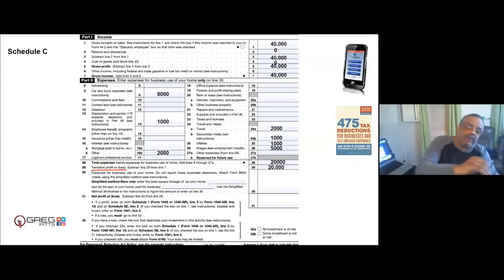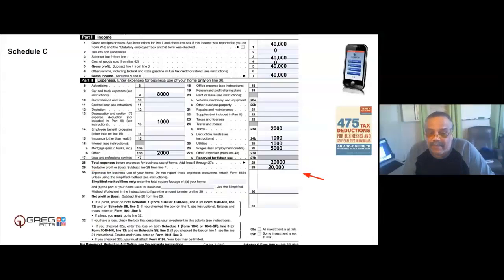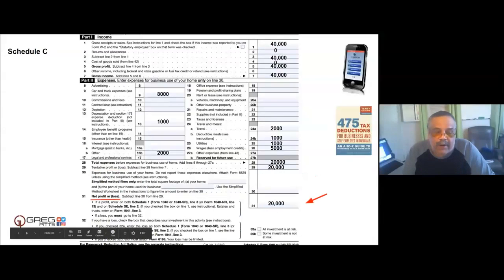Because remember, you still have $20,000 in expenses. So $20,000 expenses leaves you with a $20,000 profit. But you got a profit. Okay? You bring your profit down on line 31. It says net profit or loss, subtract line 30 from 29. You know, there is nothing on line 30, so bring the $20,000 down to line 31.